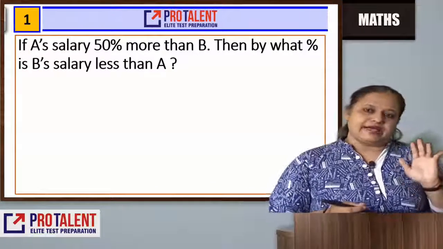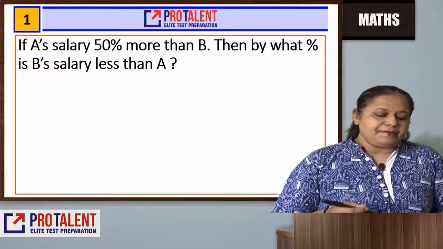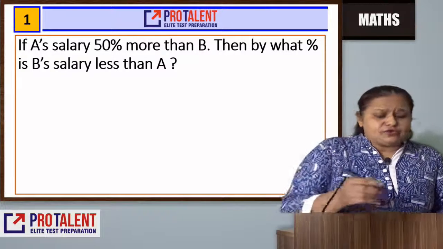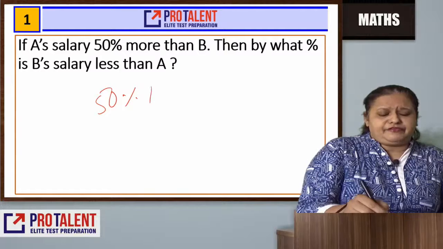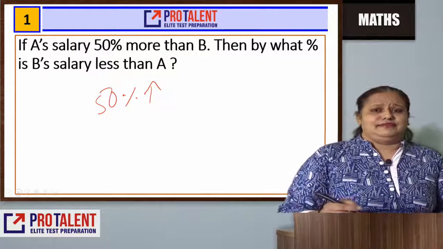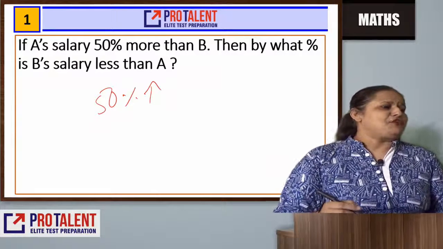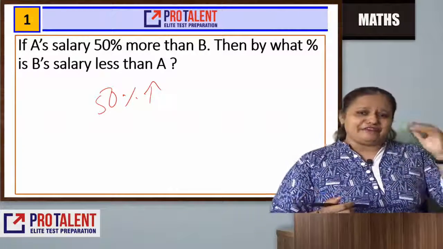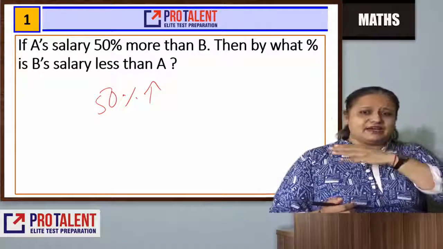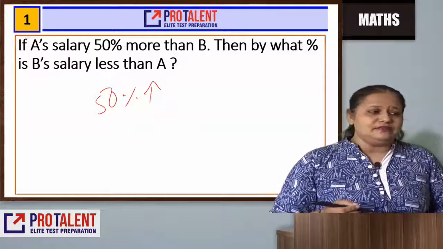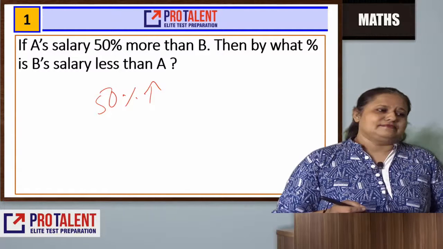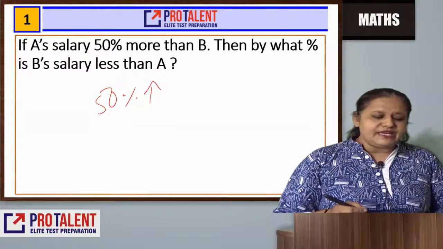Alright. So here comes a catch. Tell me, by what percent is B's salary less than A's? So if A's salary is 50% more than B's, if something is increasing by 50%, then what will happen to the other person? What is natural, the way we communicate in our daily life? If yours gets increased by 50%, the other would get decreased by 50%? Yes, it will decrease, obviously, but by what percent, dear?